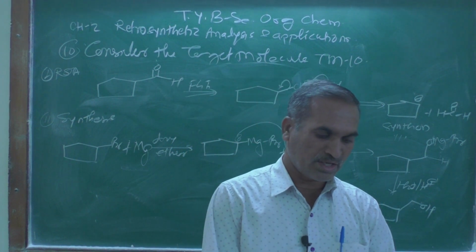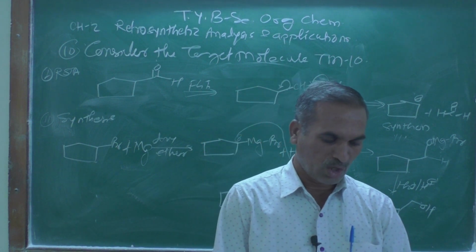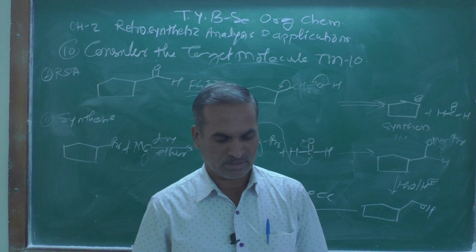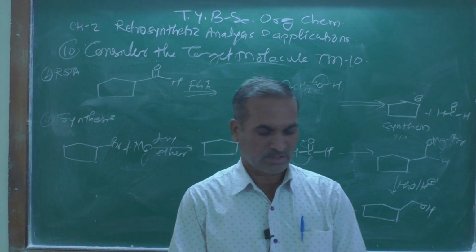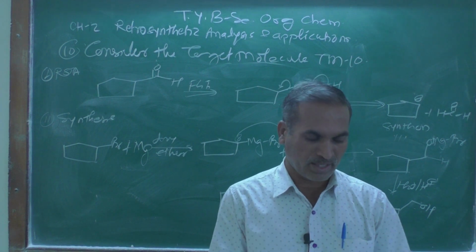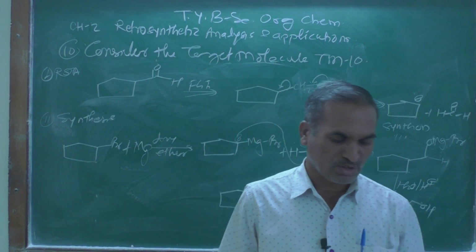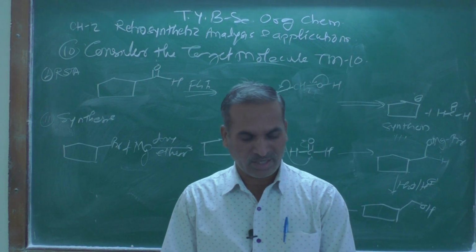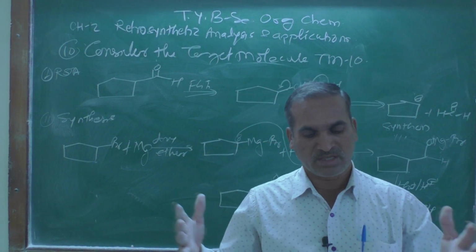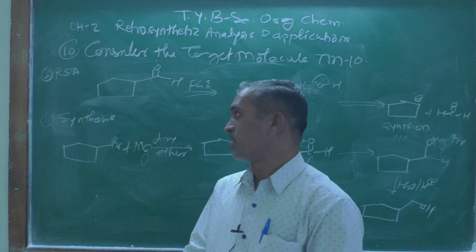Write the disconnection approach and synthesis for 2-butanol, or write the synthesis for different molecules that are given over there, or define and explain the following terms with suitable examples: disconnection, synthon, functional group interconversion, synthetic equivalents, target molecules, reagent. These are the things you have to remember as far as this chapter is concerned.